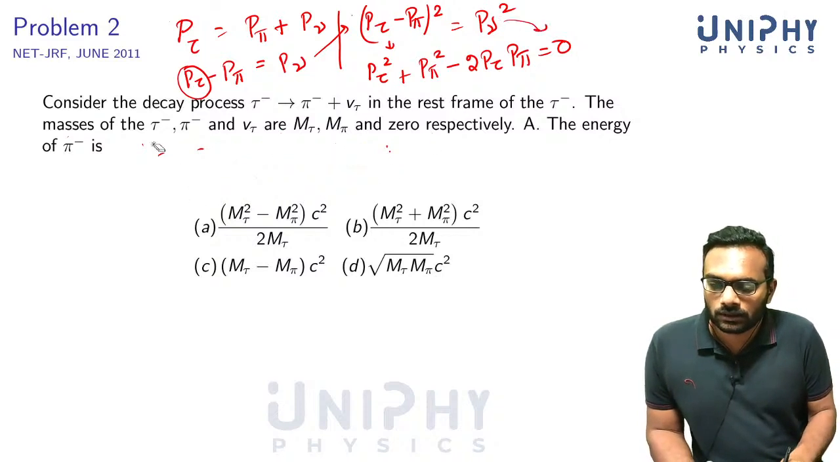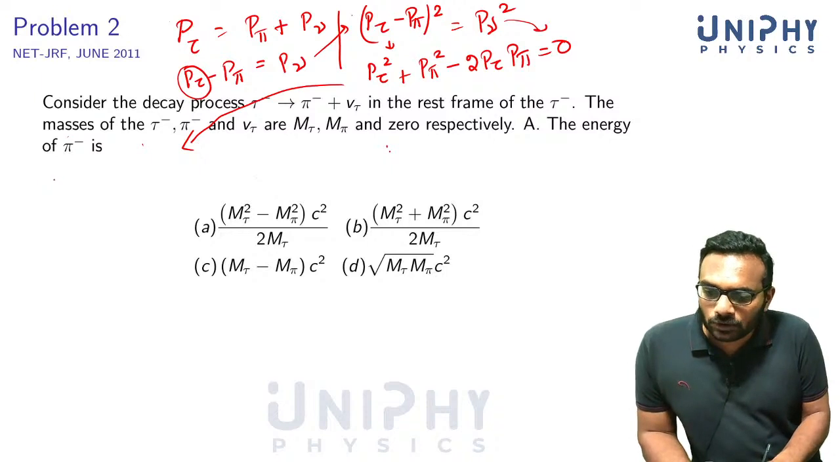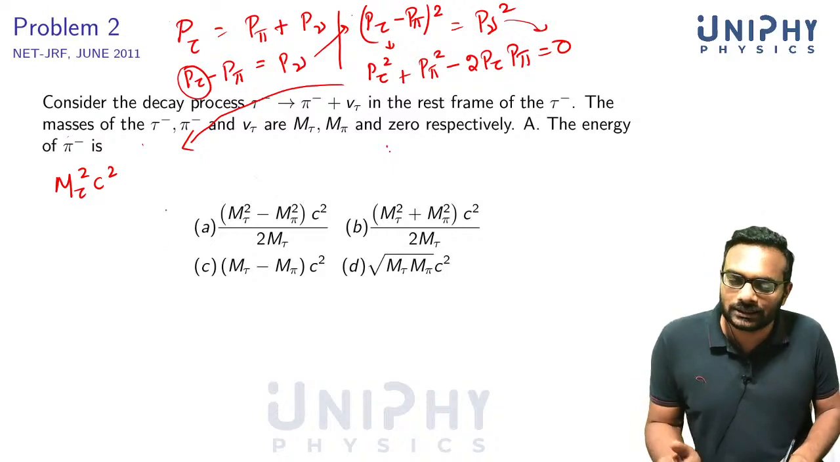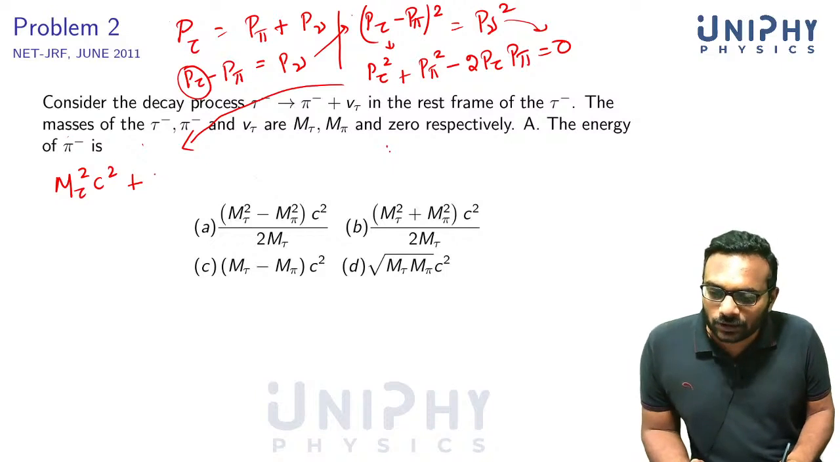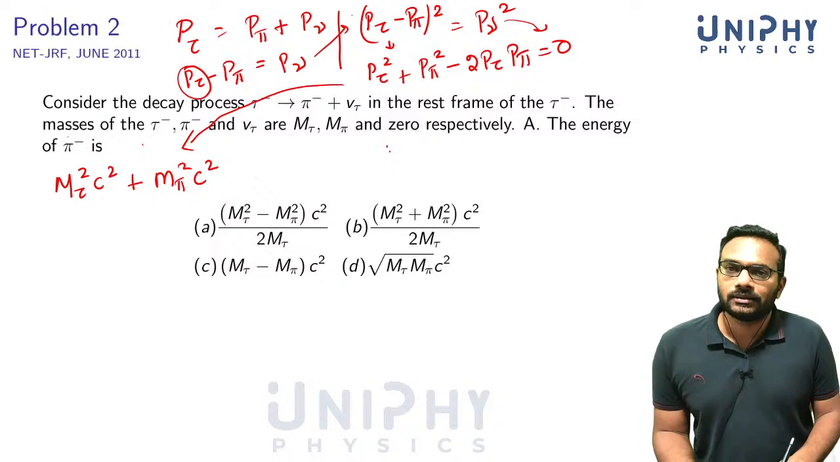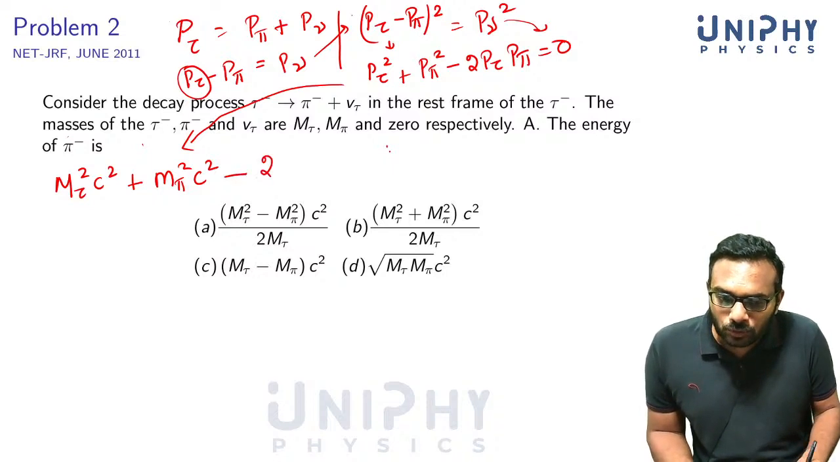Now we can use the fact that p tau square is actually m tau square c square, as we just said. Alright, p square is m square c square, 4 momentum square. And p pi square, again, is equal to m pi square c square. Alright, and there is this extra term here, which is equal to 2 p tau p pi.